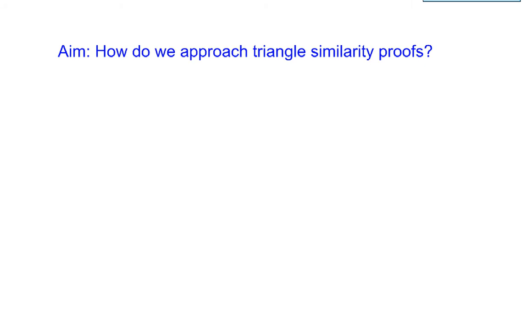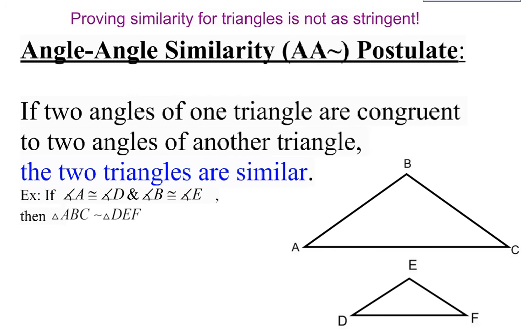Okay, today's aim again is how do we approach triangle similarity proofs. Let's very quickly review the three different ways we can prove two triangles similar. So the first method is using the angle-angle similarity postulate, which says that if two angles of one triangle are congruent to two angles of another triangle, the two triangles are similar. These, of course, should be in your notes.